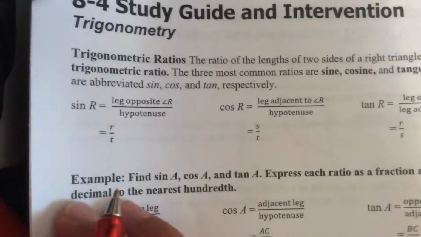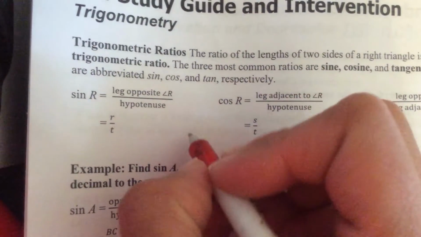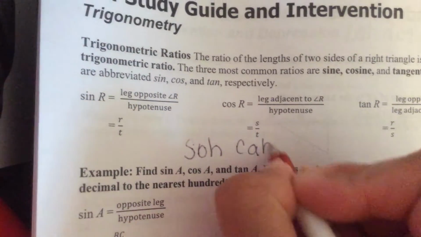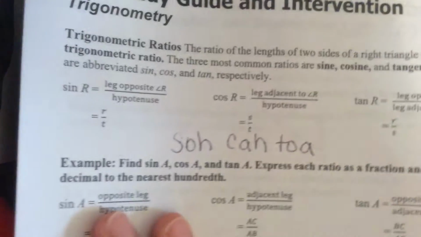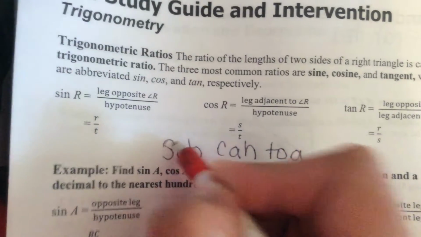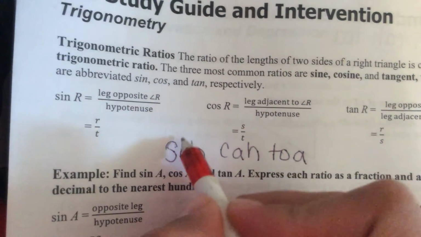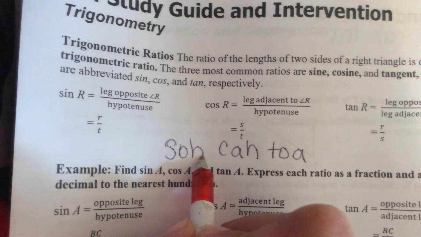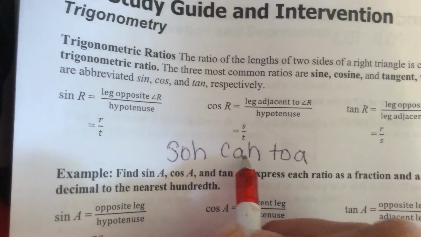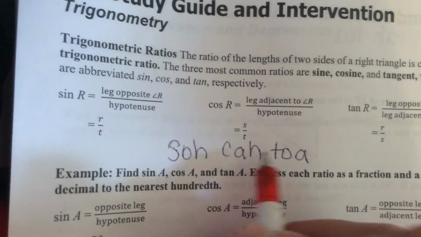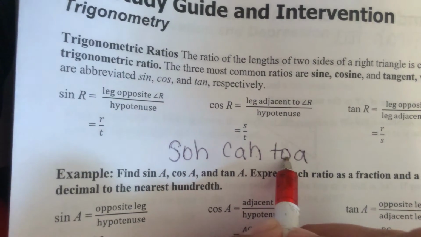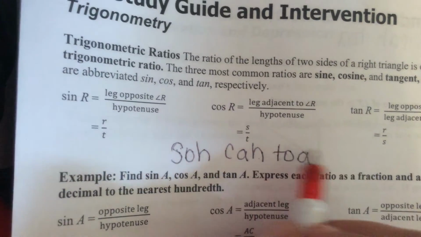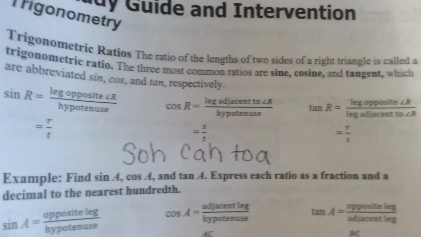One thing that we have to remember and that the book gives us is something called SOH CAH TOA. Okay, and this will help us remember what sides we use with each one of these ratios. Sine is the opposite over the hypotenuse. Cosine is the adjacent leg over the hypotenuse, and the tangent is the opposite leg over the adjacent leg. Okay, and adjacent just means it's directly connected to the angle.